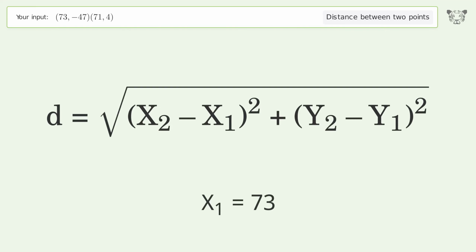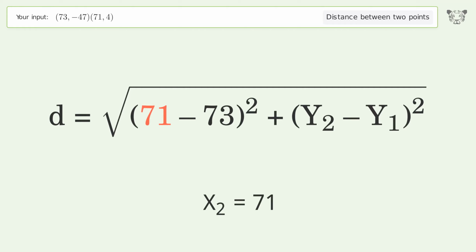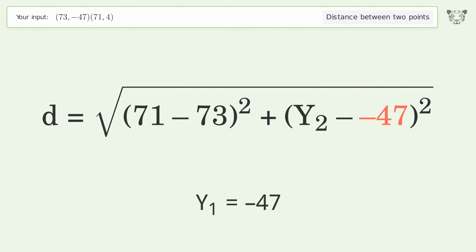x1 equals 73. x2 equals 71. y1 equals -47. y2 equals 4.